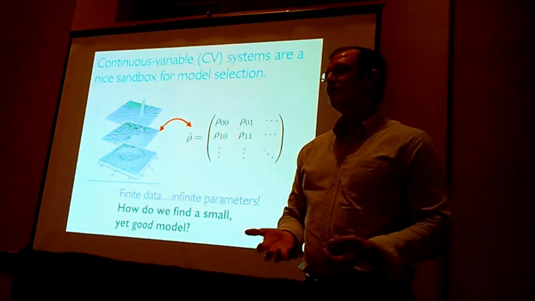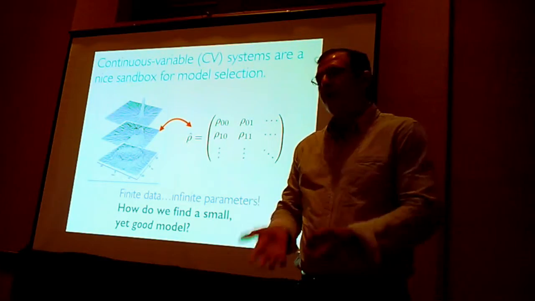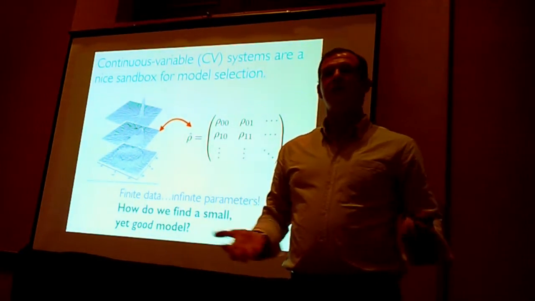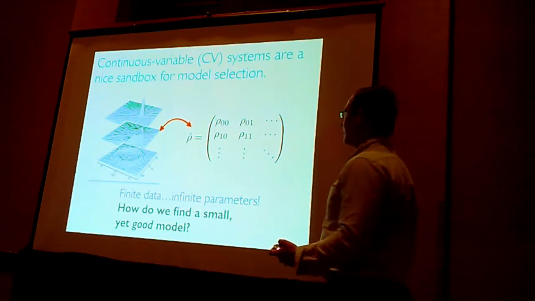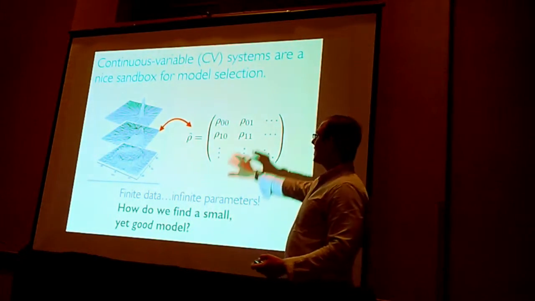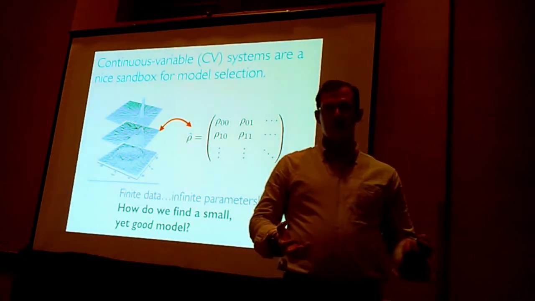And any statistician worth his salt will tell you that fitting infinite parameters using finite data is a very, very bad idea. This lends itself to asking the question, how is it that we can find a small yet good model, only have some small number of parameters, yet accurately model the data we see?